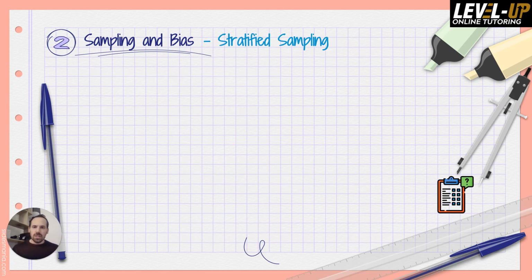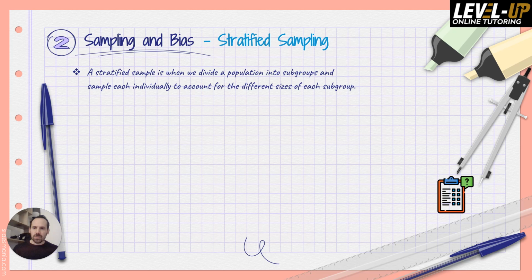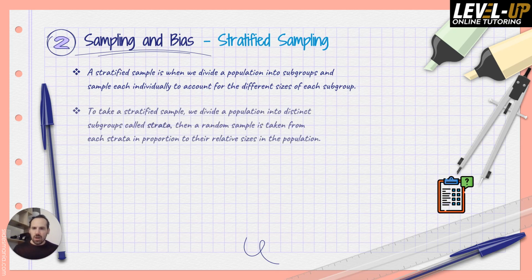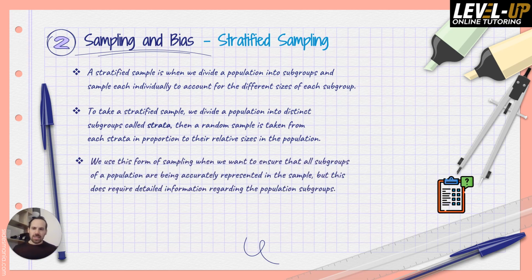Let's look at a stratified sample. Stratified sampling is when we divide the population into subgroups and we sample individually to account for different sizes. So we don't select completely randomly. We're a bit more selective. What we do is divide our population into various distinct subgroups called strata, and then we take a random sample from each stratum relative to the size of the population.